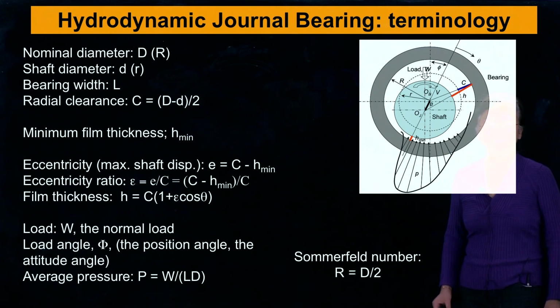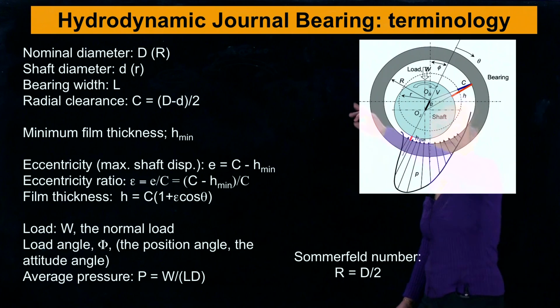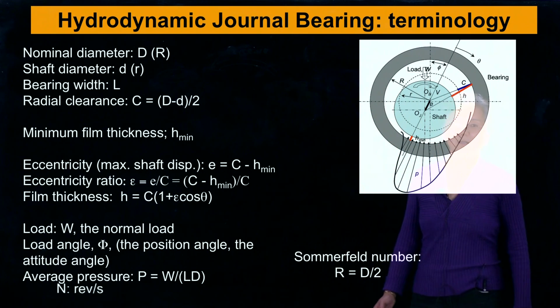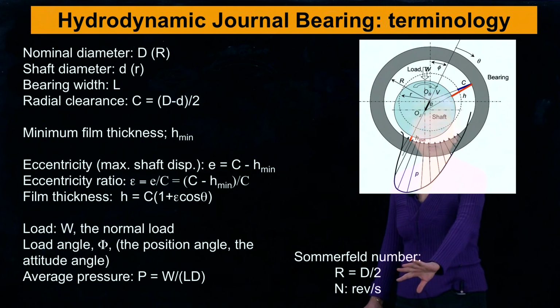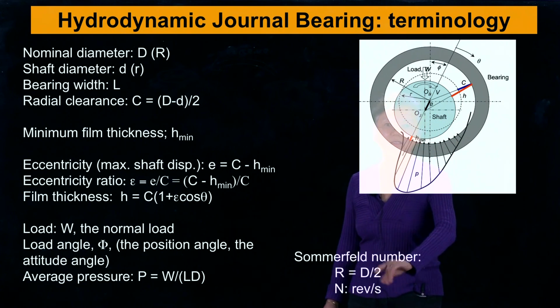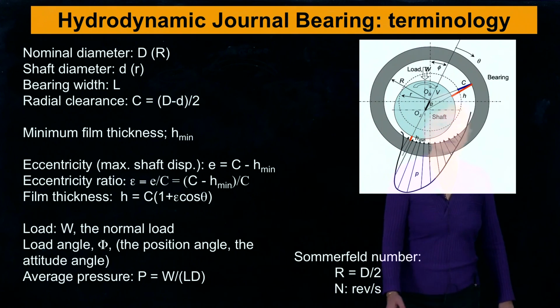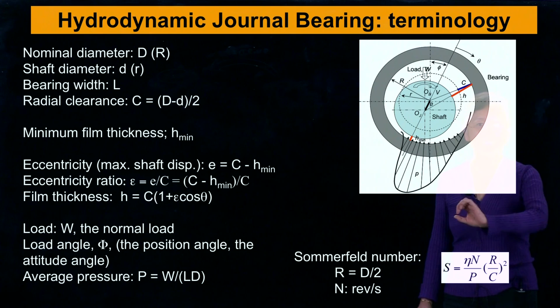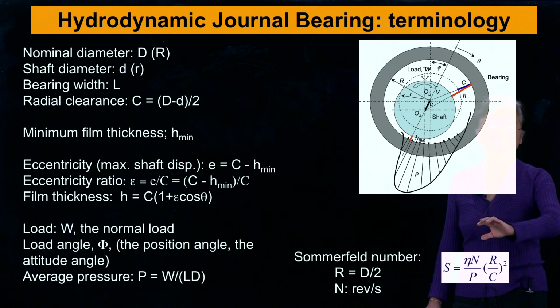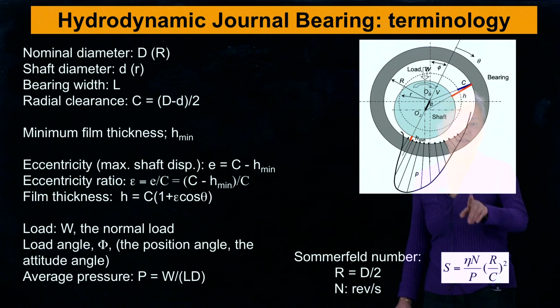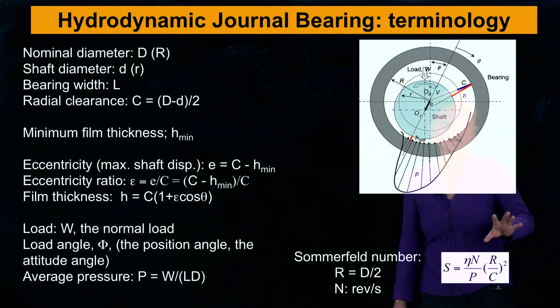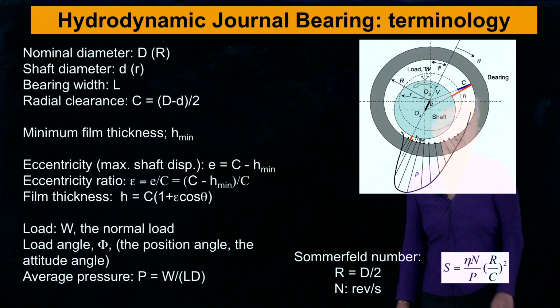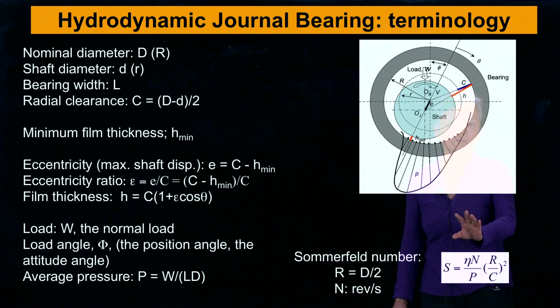The Sommerfeld number is defined based on the radius, which is from there, and also the speed. The speed n is expressed as revolutions per second. So the Sommerfeld number is given in such a set, which is a non-dimensional parameter. It uses the viscosity of the lubricant, so the dynamic viscosity of the lubricant and revolutions per second, divided by the average pressure. And then R over C is a non-dimensional term, so this whole thing is non-dimensional.